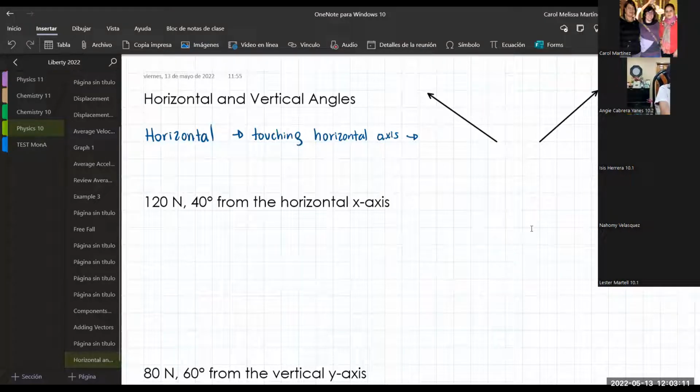So, take a look. A horizontal axis can look like this or like that. And it's touching the horizontal axis because if I project this side of the vector, it's going to be a horizontal side. And if I project this side of the vector, again, it's going to be the horizontal side. So these two are examples of horizontal angles because they are touching the horizontal axis.